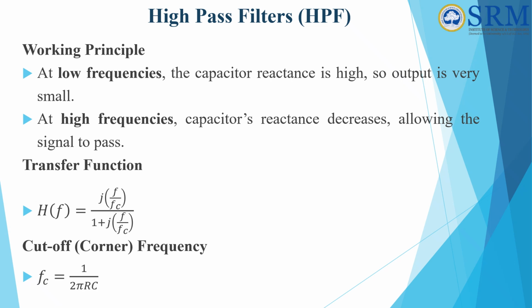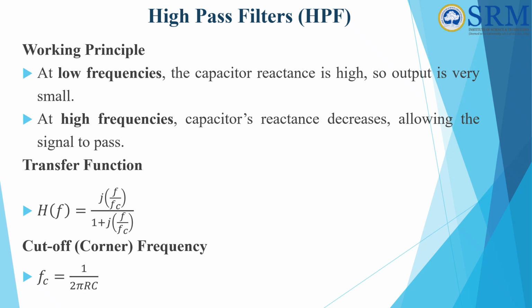The working principle of the high-pass filter. At low frequencies, the capacitor reactance Xc is high, so it blocks most of the input signal, resulting in very small output. At high frequencies, the capacitor reactance decreases, allowing the signal to pass easily, so the output increases.